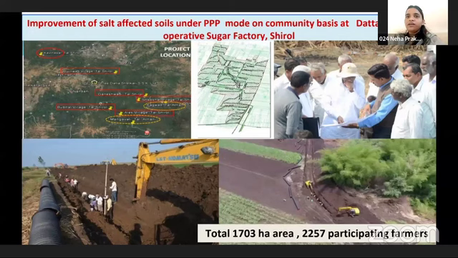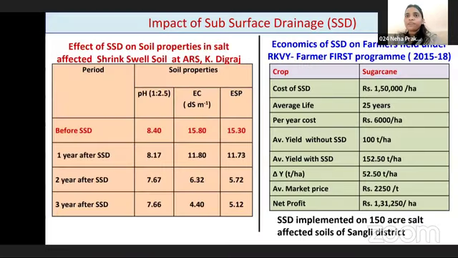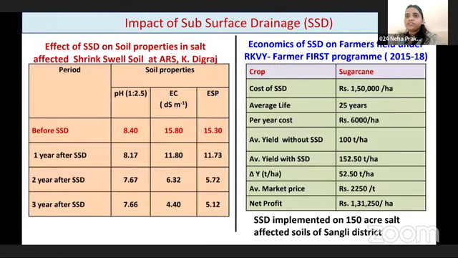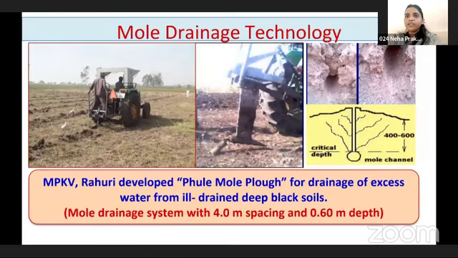This is one of the practices in Maharashtra where mole drainage is used, where we have to pipe that PP pipe, which is installed into the land system. This is the practice from where we can collect the salt from the field, and we can reduce the soil salinity also. These are case studies of subsurface drainage practices. Another technology is the mole drainage technology.